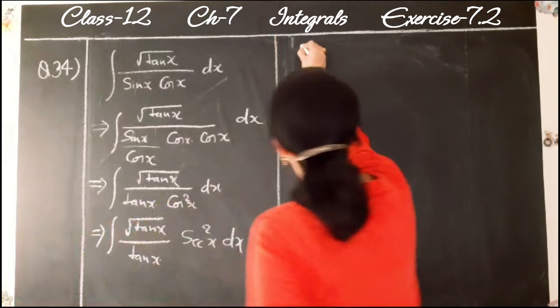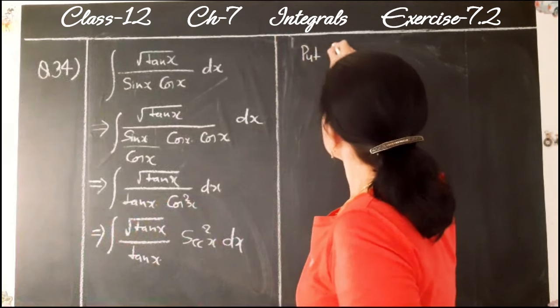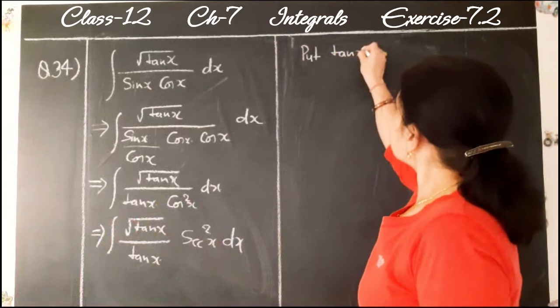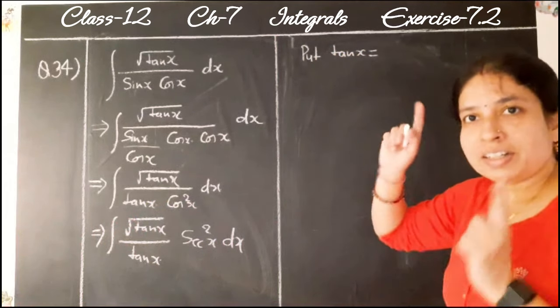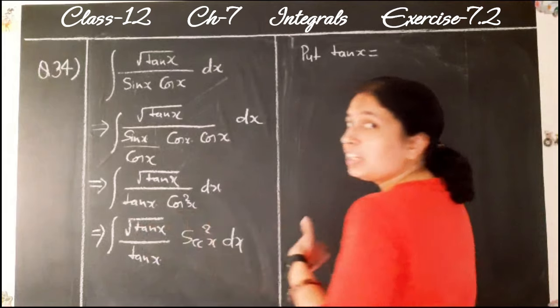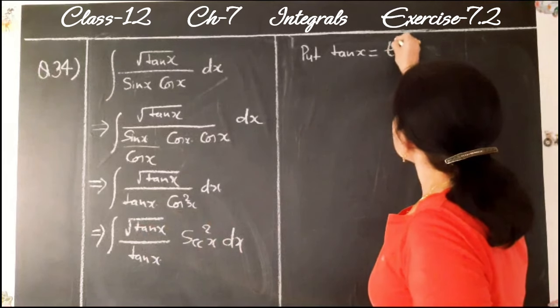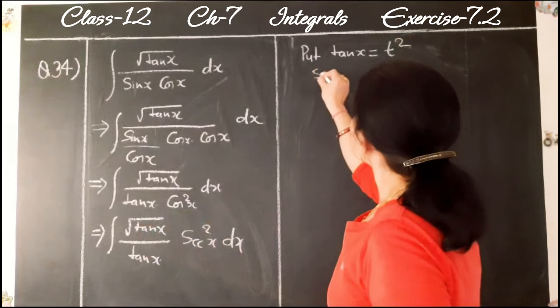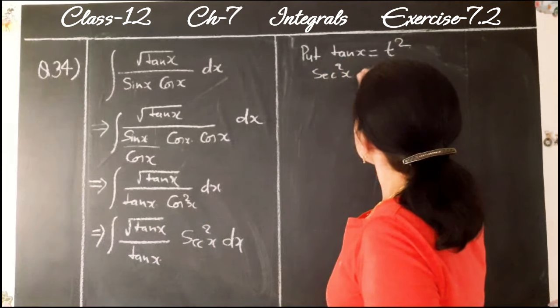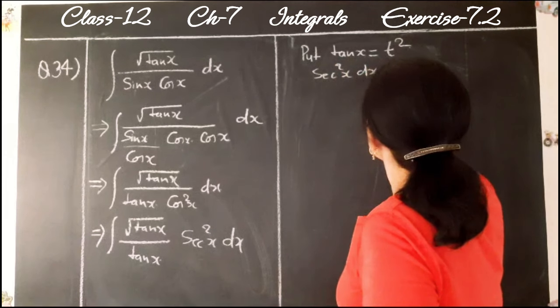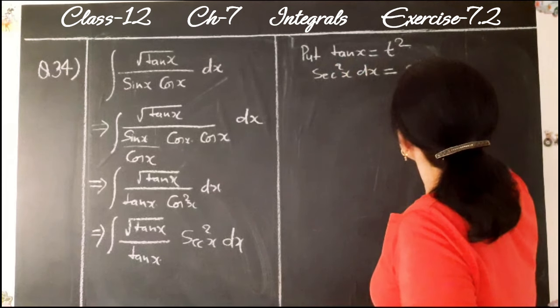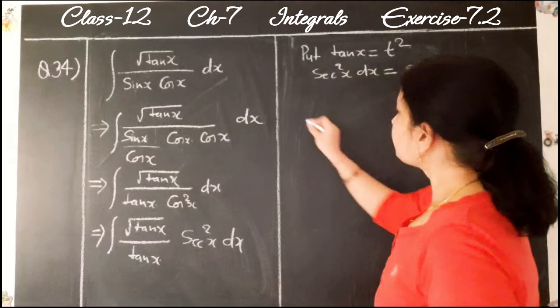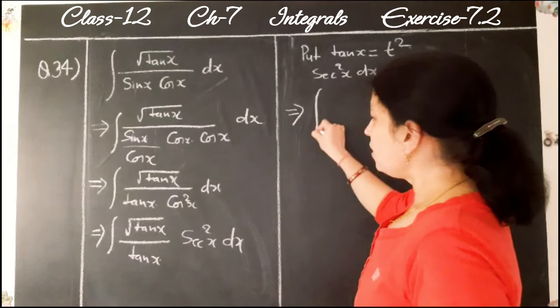Now we can put tan x is equal to what? T square, because tan x is given in square roots. So put here t square. Then differentiate both sides with respect to t. We get sec square x dx will be 2t dt. Now we can write our integral.